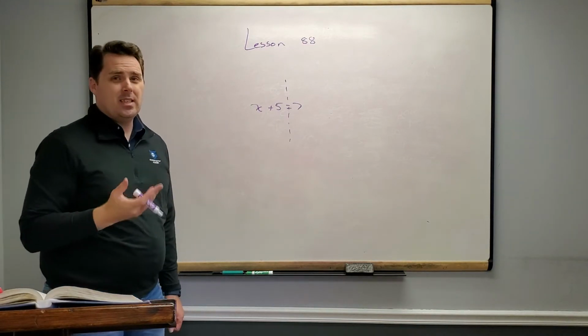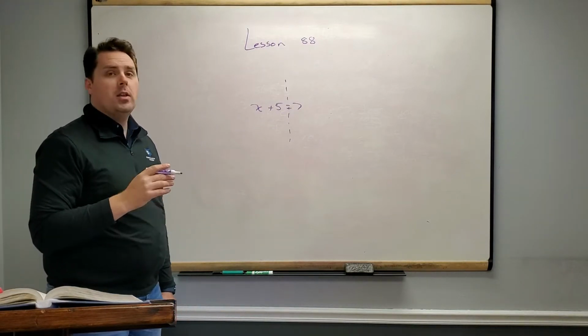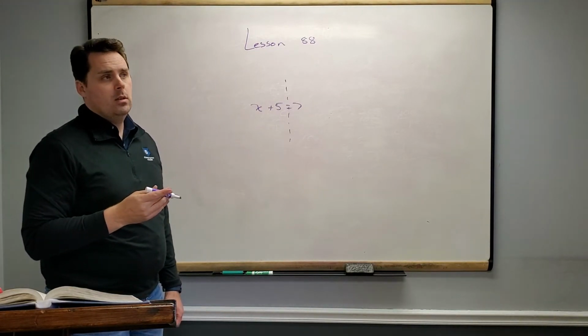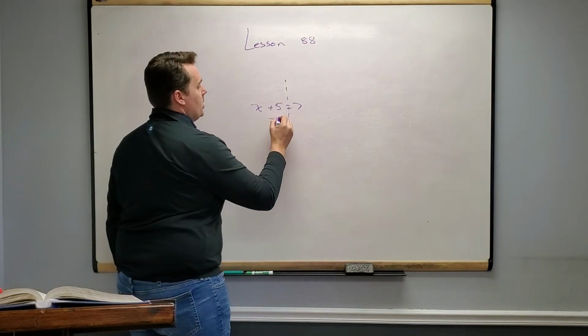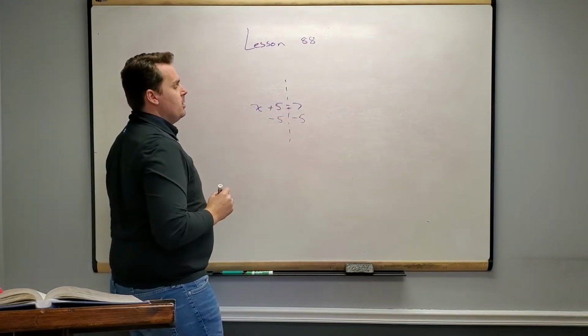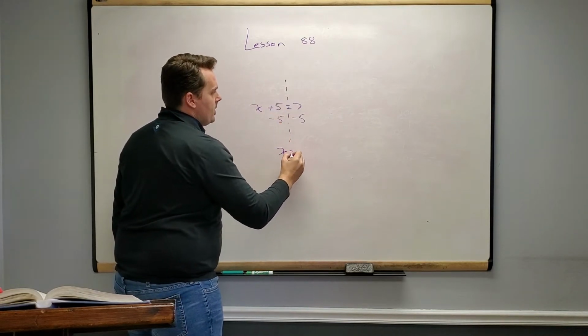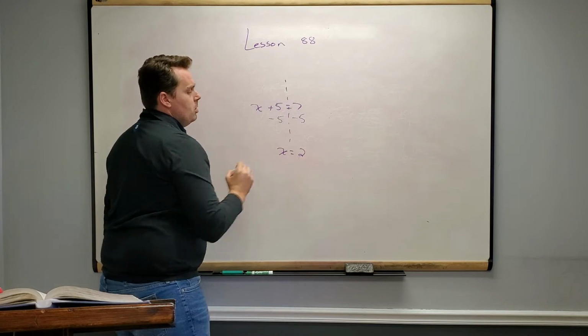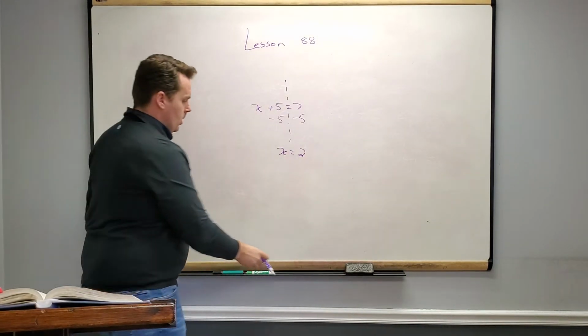What's on the same side as the unknown, Sophia? The positive 5. So I'm going to do what to both sides? The opposite, which is subtract 5 from both sides. So this side's minus 5, this side's minus 5. Positive 5, negative 5, cancel each other out. X equals 2, and that's my answer. Pretty simple, but let's make it more complicated, okay?